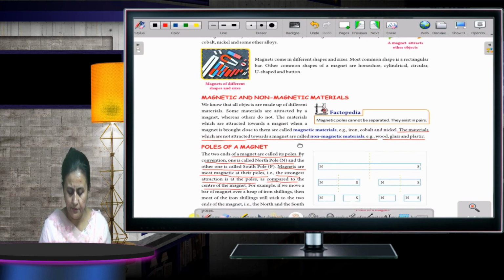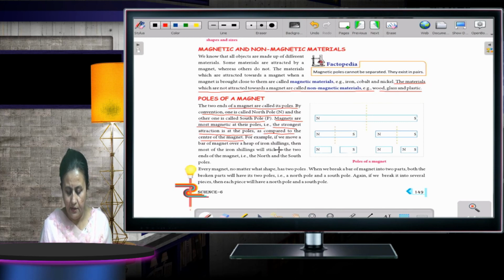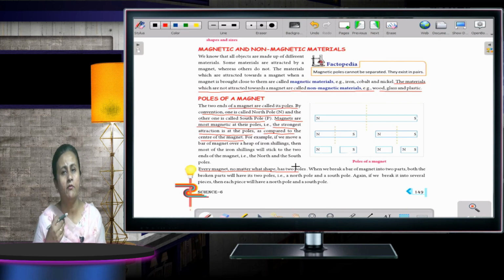Now, moving on. Every magnet, no matter what shape, has two poles. All the magnets, maybe of different shapes, a horseshoe shape or a bar magnet, have two end points. When we break a bar magnet into two parts, both the broken parts will have their poles, that is, a north pole and a south pole. Again, if we break it into several pieces, then each piece will have a north pole and a south pole.